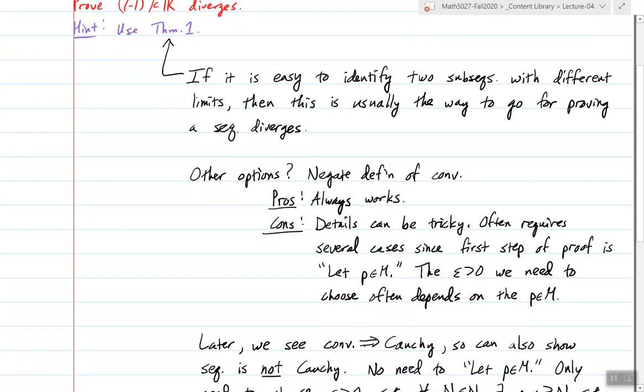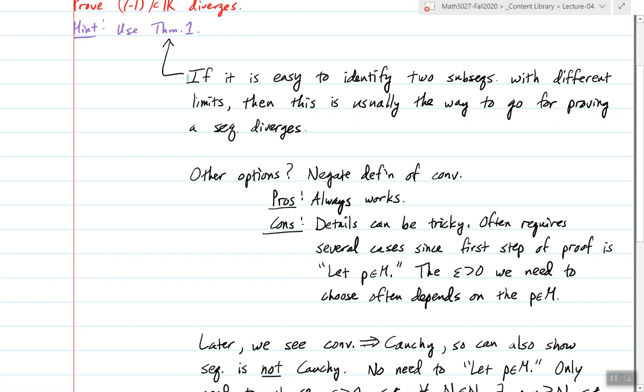And the take home from this is that this theorem that was proven on the previous page is really useful. It's really useful to use that theorem to prove that a sequence diverges by showing that you can find 2 subsequences that have different limits. Because if you can do that, then by theorem 1, the original sequence can't converge. Because if it did, all subsequences would have to converge to the same thing.